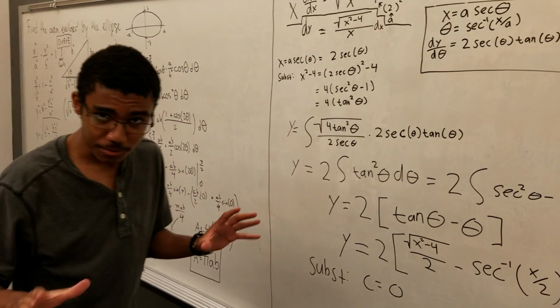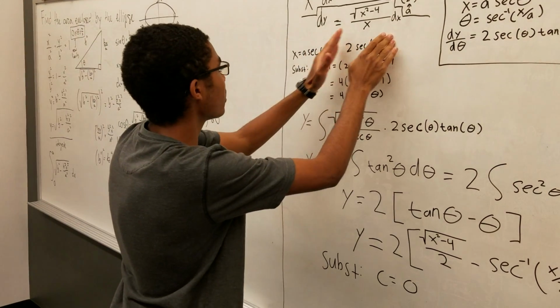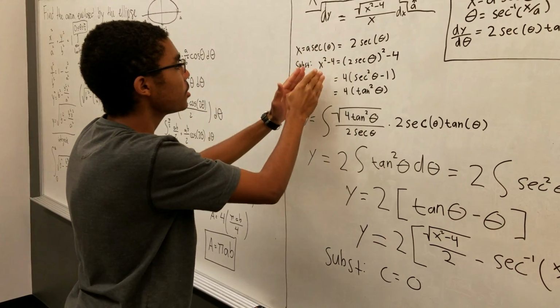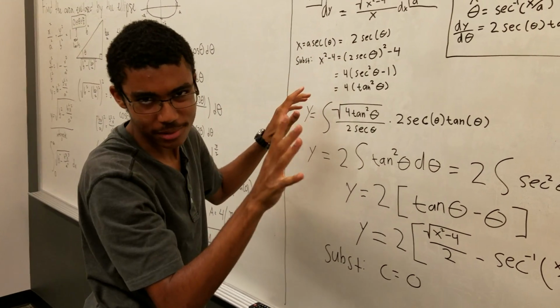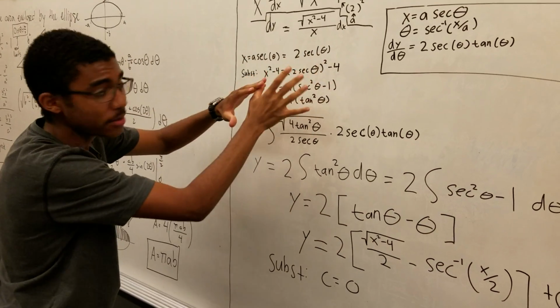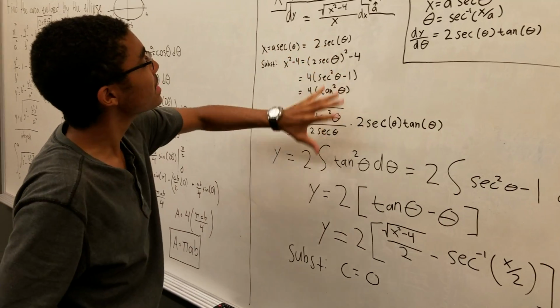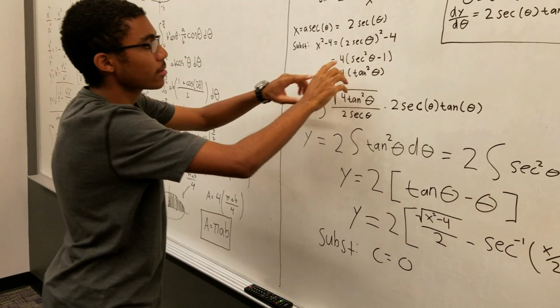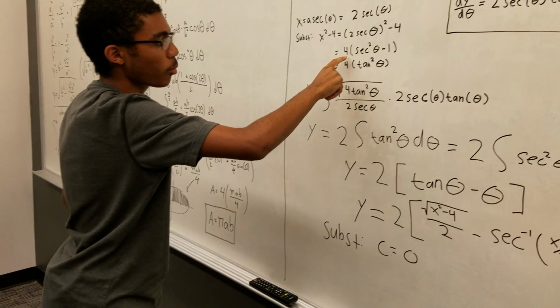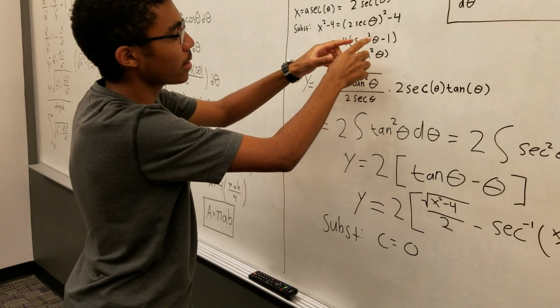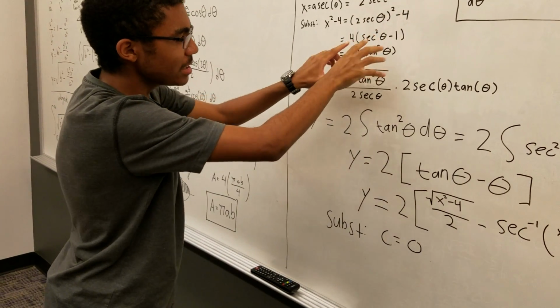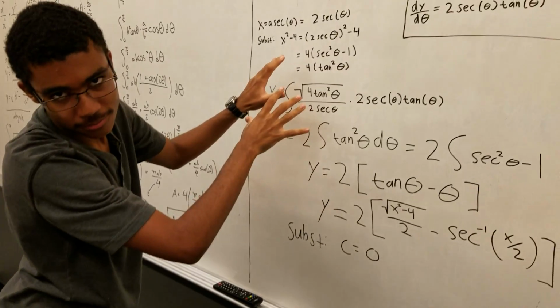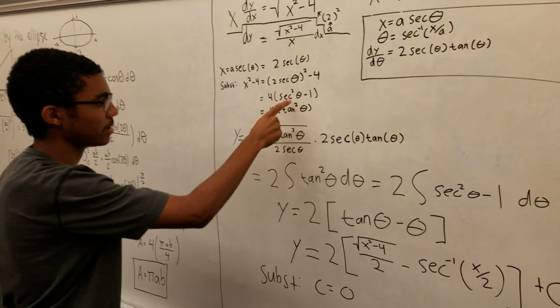Now, all I'm doing for this next part is taking what I have here for my x and substituting it in for my x here. You'll see why in a minute. So I have 2 secant of theta, squared, minus 4. Simplify this, right? So I square this, and I get 4 secant squared theta minus 4. Now what I did in this step is I took a 4 out, so it's easier to see what you can change this to.